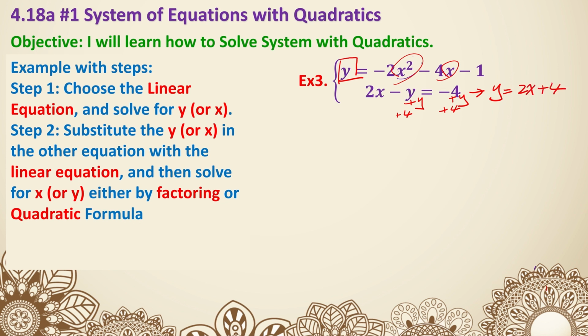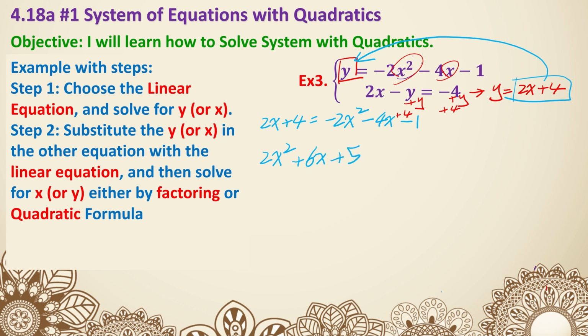And then we can actually replace that in the other equation, which will get us 2x plus 4 equals -2x squared minus 4x minus 1. Let's move everything to the left side to also make that 2x squared into positive. So we're going to get 2x squared plus 6x plus 5 equals 0.